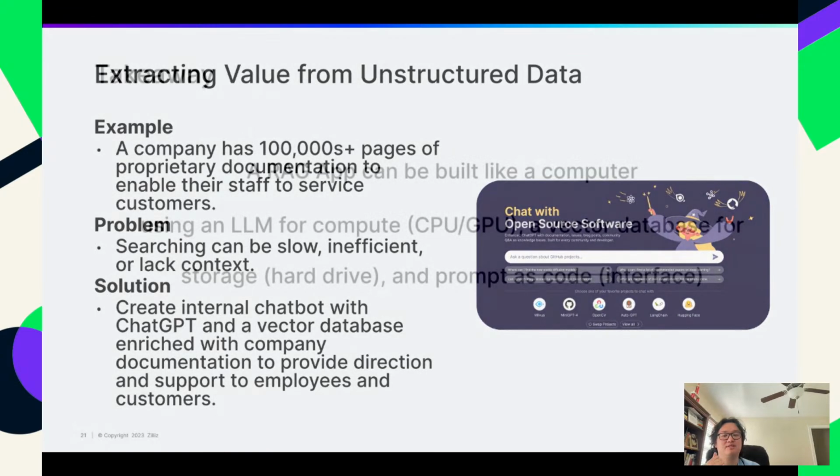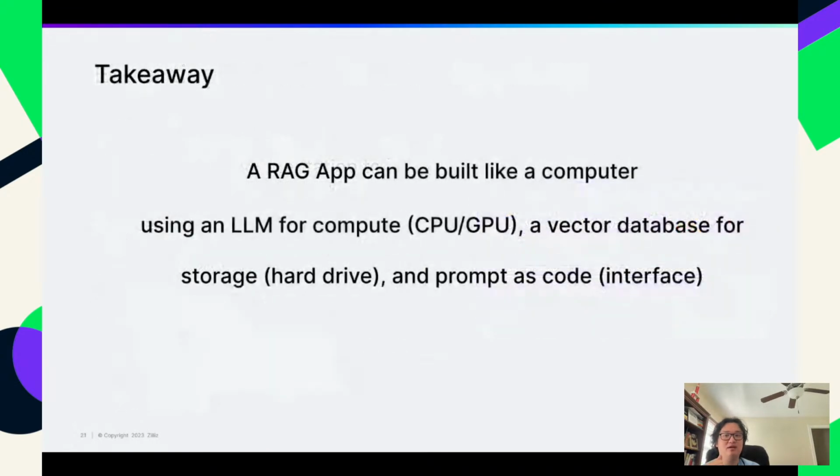And so the takeaway from this section is basically very simple, right? A RAG app can be built like a computer, using an LLM for compute, which is the CPU or GPU, and a vector database for your storage. This is your hard drive, your RAM, your HDD, your SSD, whatever. And your prompt is code, which is the interface. The prompt is the way that you interface with your computer, the way that the compute and the storage interface.